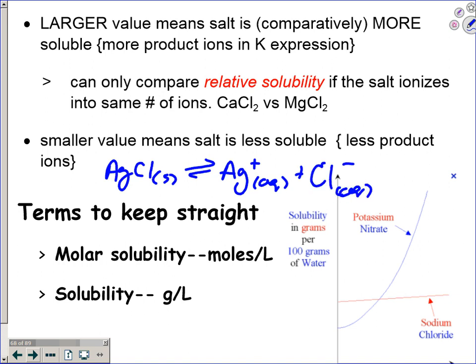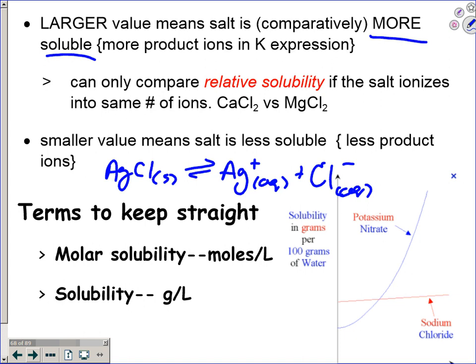In any situation we've had so far, a large value for K means what about this reaction? Right, it's favoring the products. We're favoring the production in the forward direction to make these products. So if you have a large K value, it means that your salt is more soluble because we're having more ions dissociate. Does that make sense?